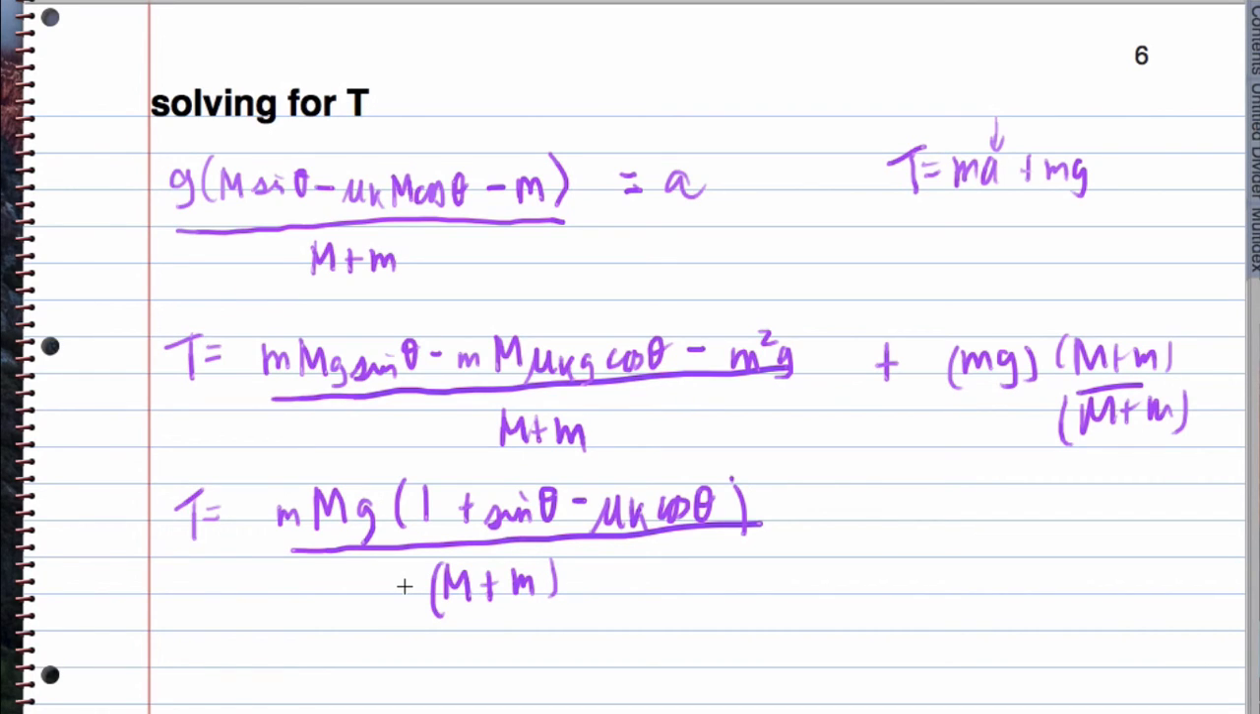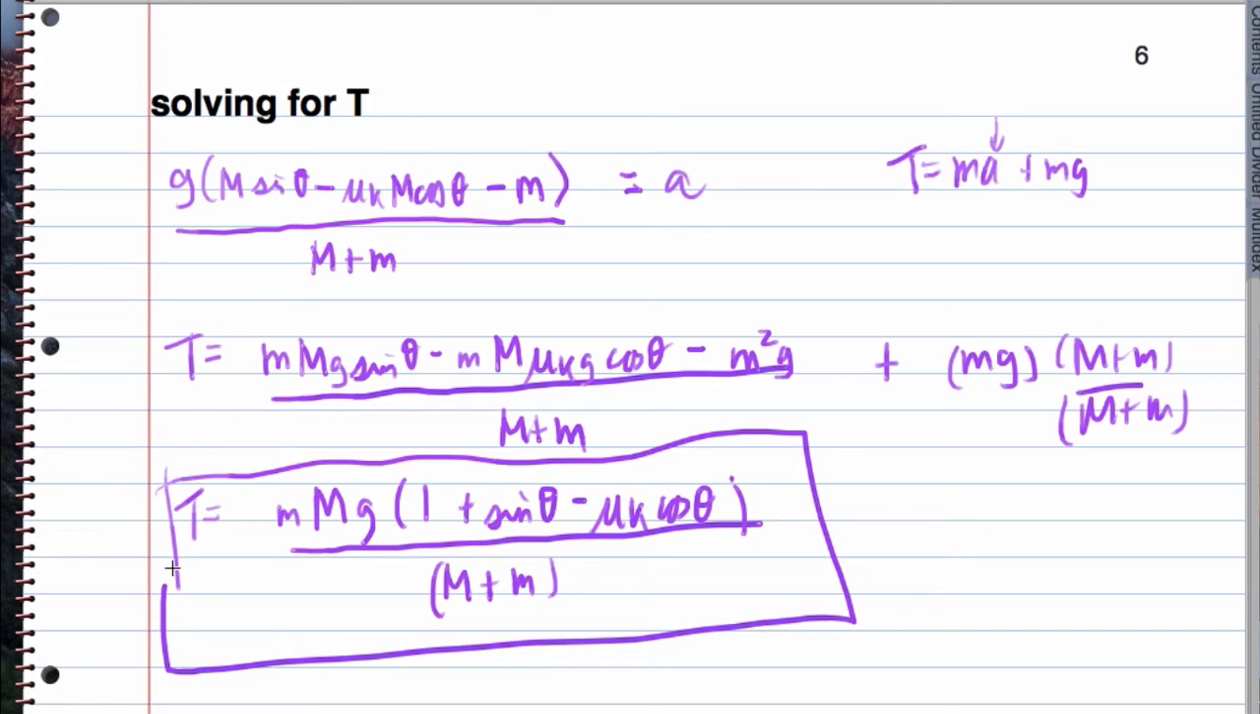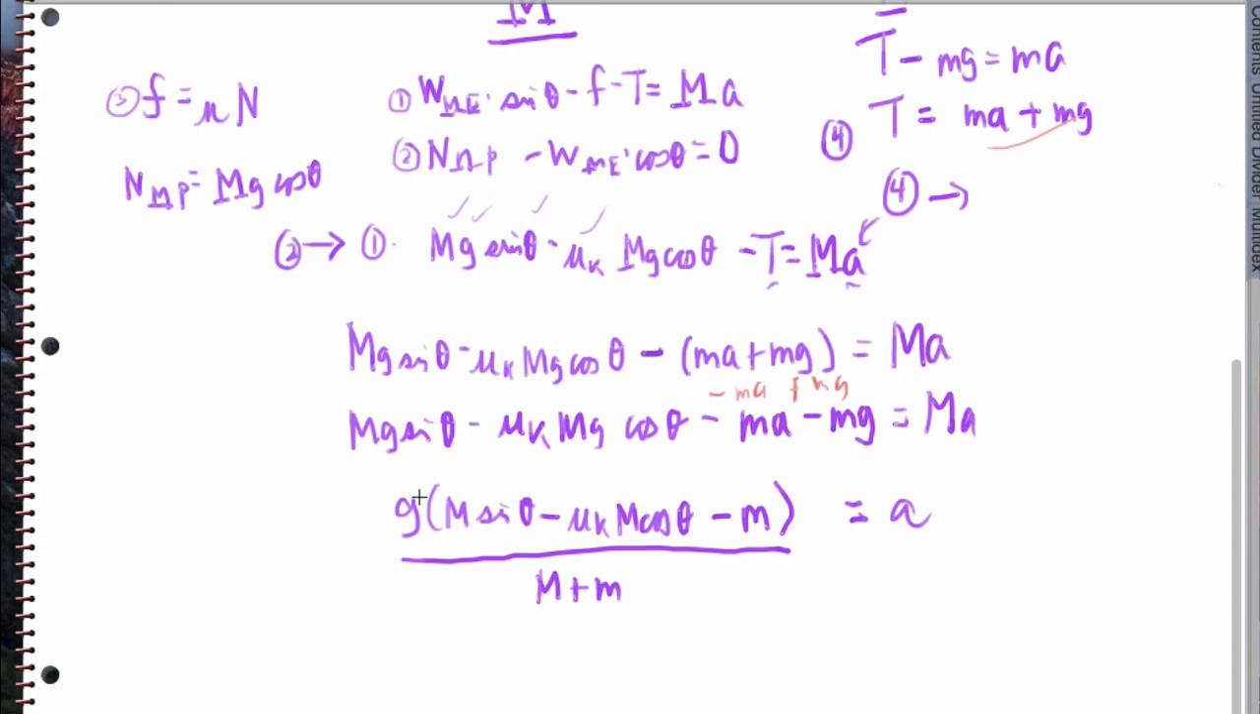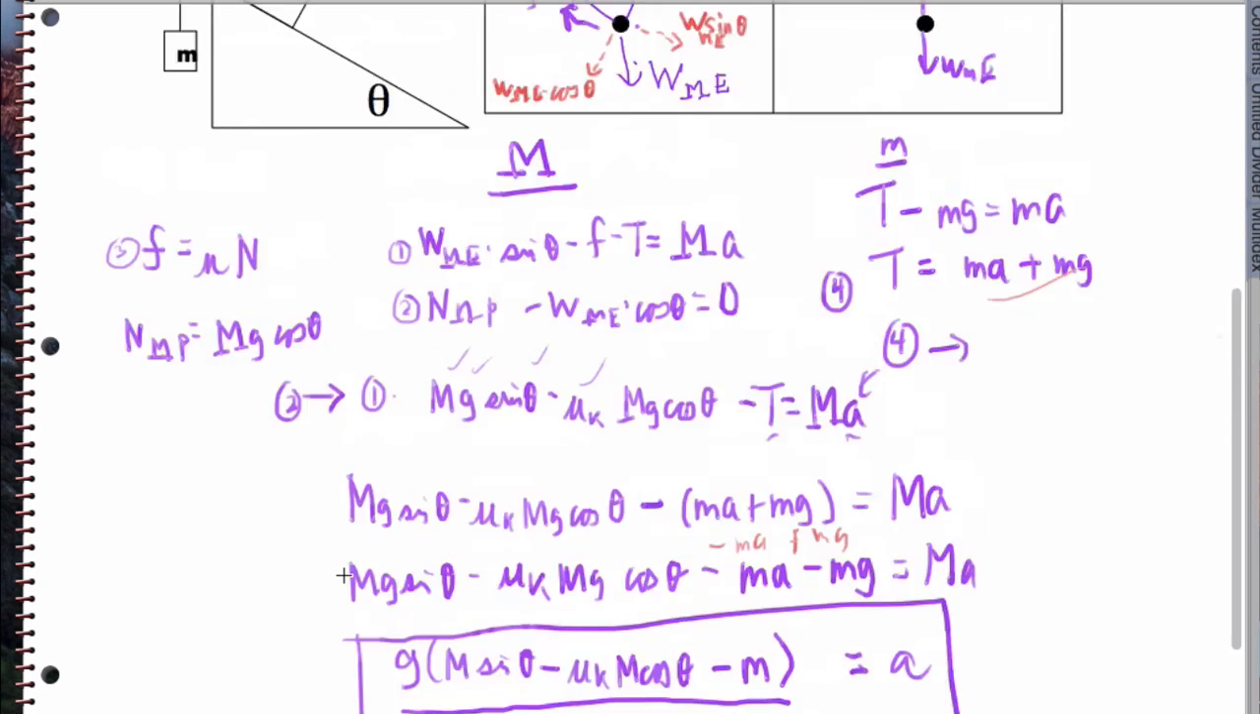I'm going to make absolutely sure I got that right. So I got big M, little m times g. Yep. Sine theta. Yep. So it cancels. So that's what I'm getting for my tension force. So that is the solution to the homework problem that I gave you for tension on an inclined plane.